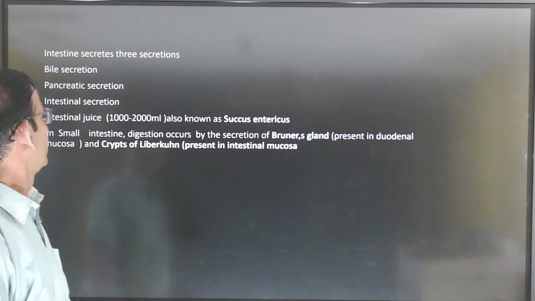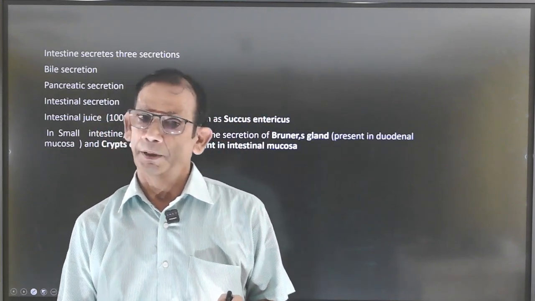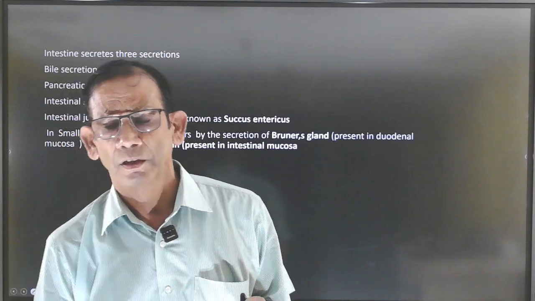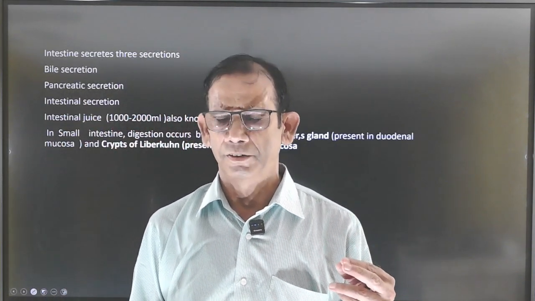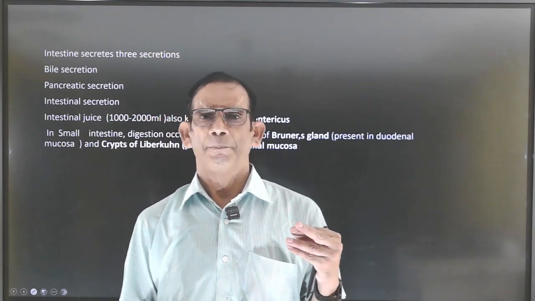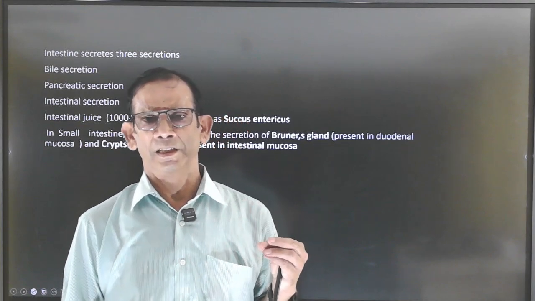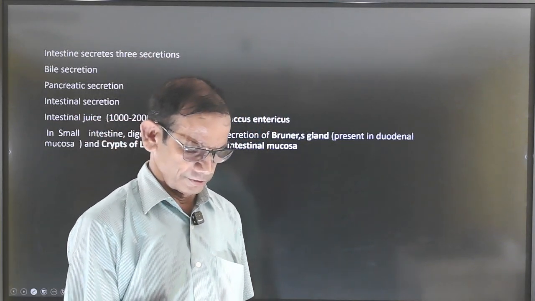Now, the intestine consists of three parts that secrete three digestive juices. Number one, in the duodenum, bile secretion occurs, and in the duodenum again pancreatic secretion occurs, and in the intestinal region, particularly the ileum and jejunum, intestinal secretion occurs.